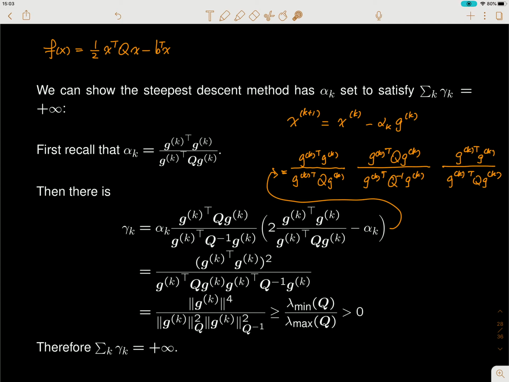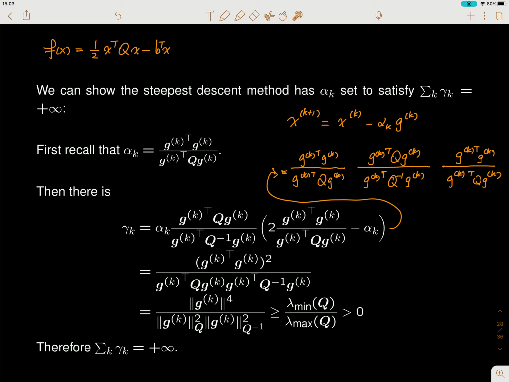To prove this result, since this is a sufficient and necessary condition, we need to show first that it is sufficient, and next that it is necessary. To show it is sufficient, suppose that we choose our step size alpha within this range, and let's see that this algorithm actually converges. To show this algorithm converges, we just need to show that the corresponding gamma k sums to infinity.